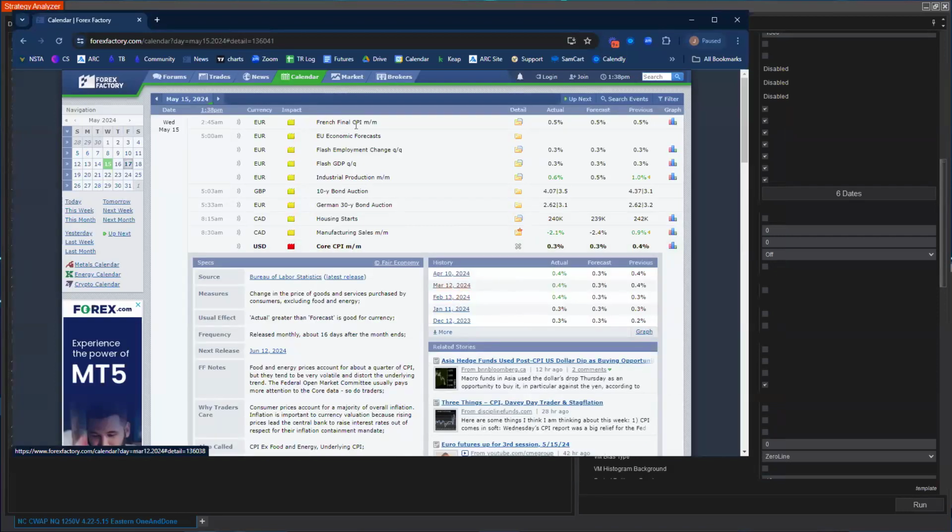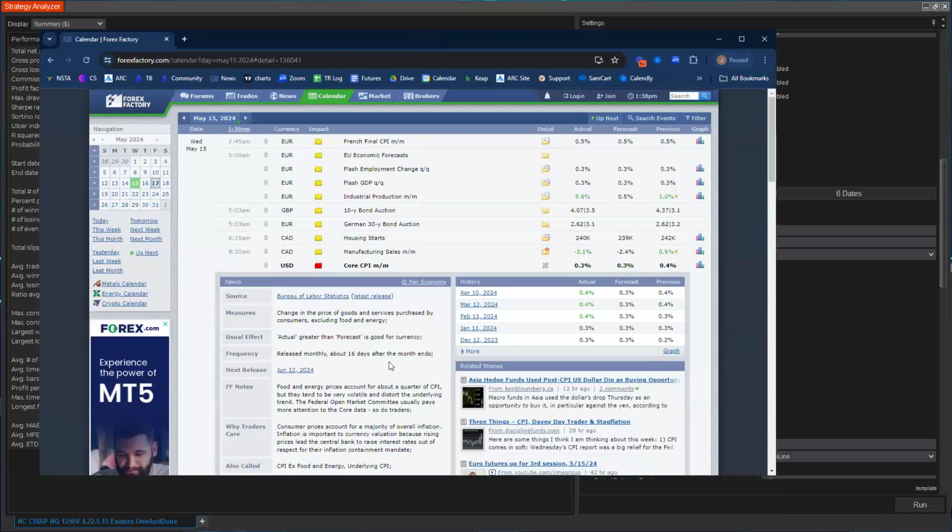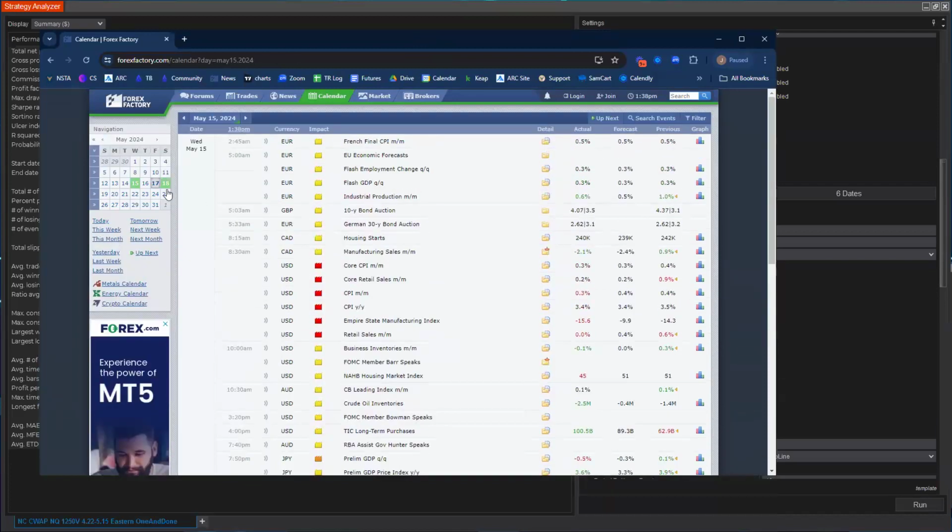April 10, March 12th, February 13, right? So April 10, March 12th. So let's add those. So we'll go April 10 and March 12th. Now this is just setting myself up for success. Do you have to do this? No. You probably don't have to do this on ongoing optimizations. But for a starting point, garbage in, garbage out, right? Get the right settings to start with. Make your life as easy as possible.